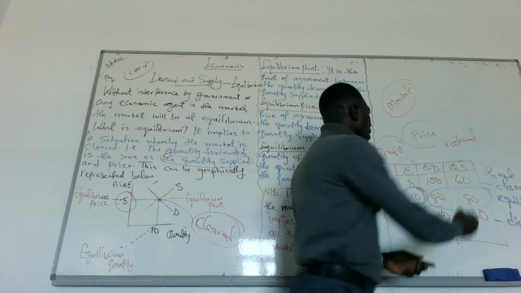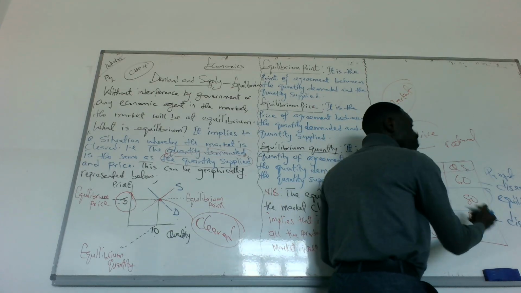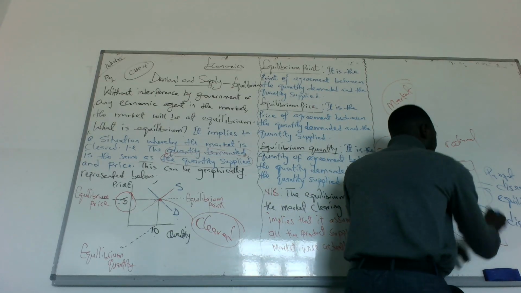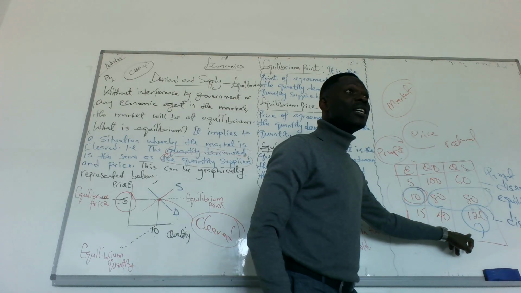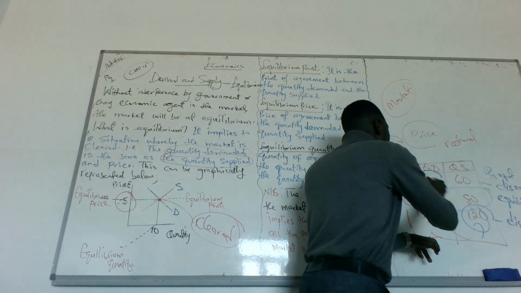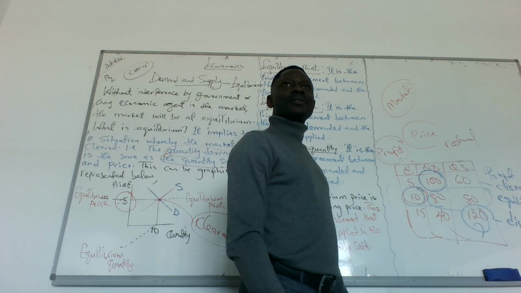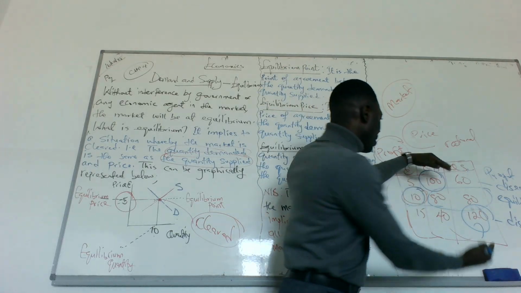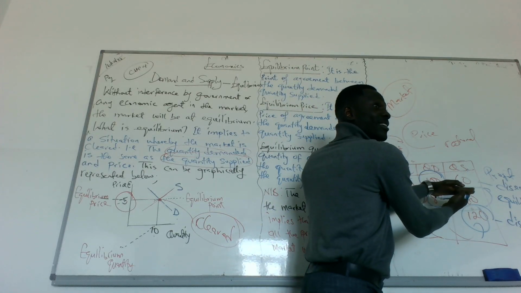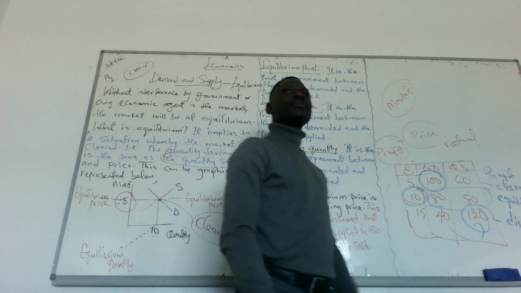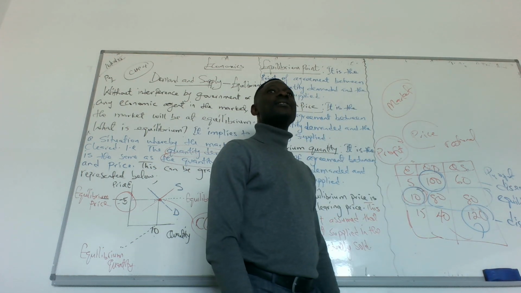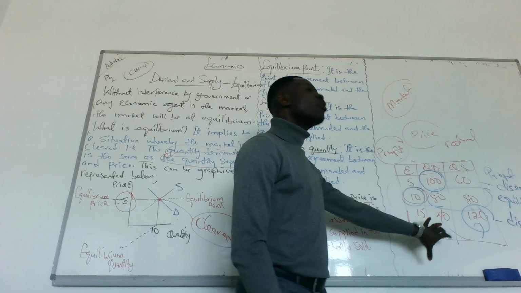This is the reason consumers and producers want to make more profit. That's profit maximization. This is the level at which producers can make more profit, and this is the level at which consumers get more satisfaction. So we need to come to the middle, which is 80 and 80, where they both agree to sell. That is what equilibrium is.